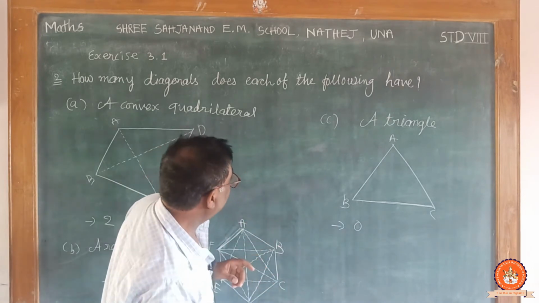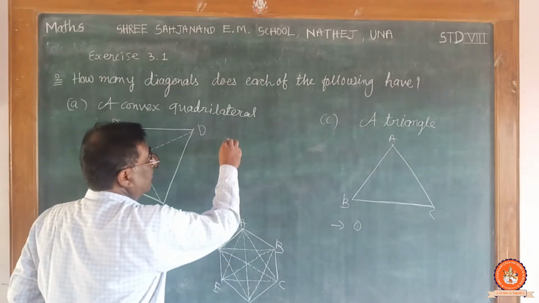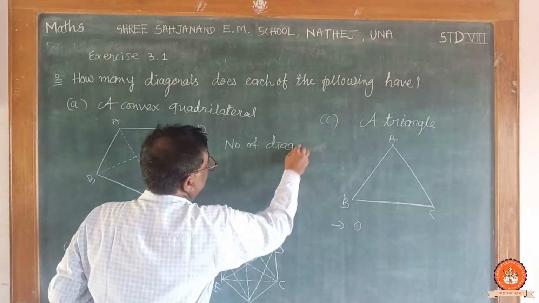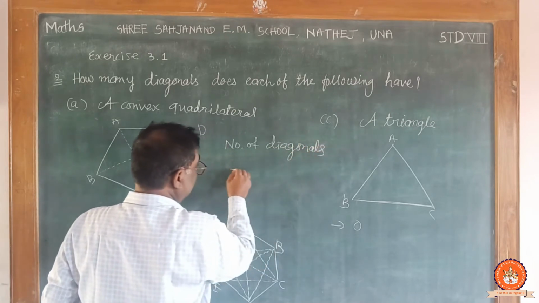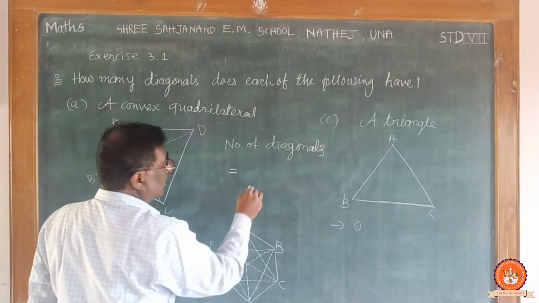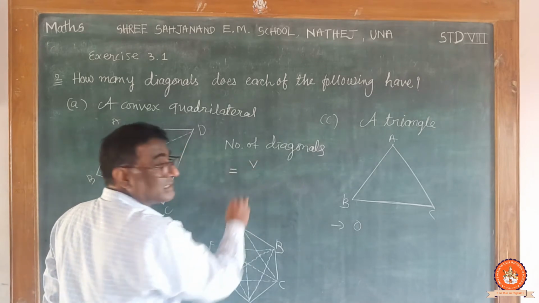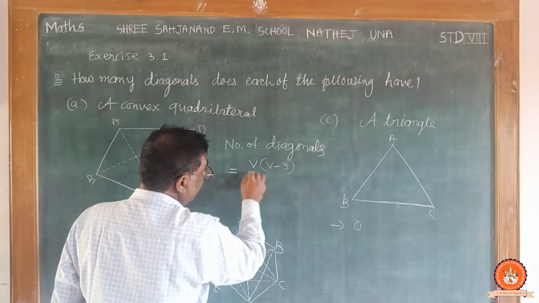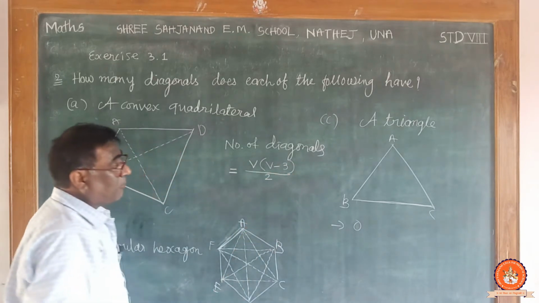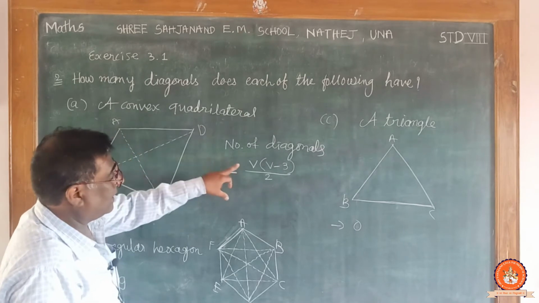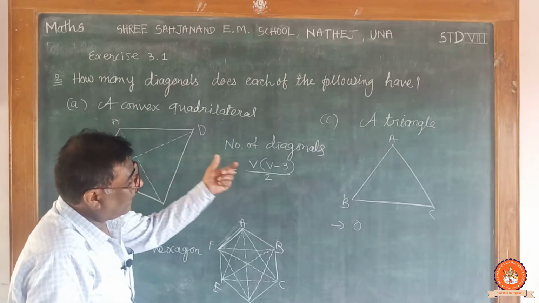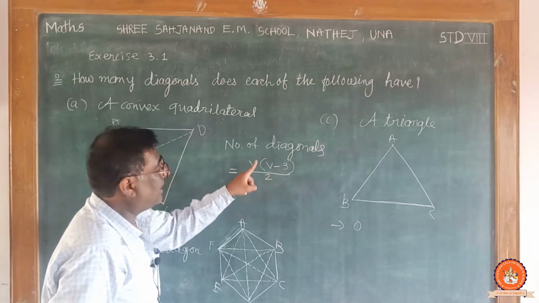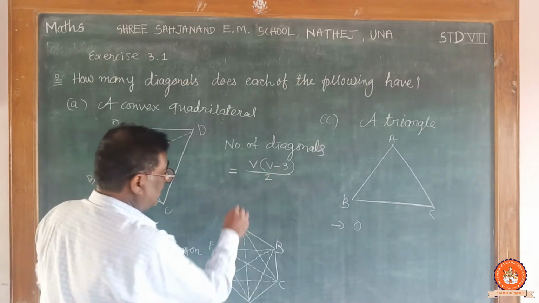Now my friend, there is a formula. Number of diagonals is equal to number of vertices, V, times (number of vertices minus 3), divided by 2. For any polygon, this is the formula to find the number of diagonals.